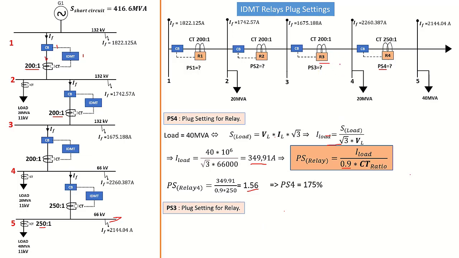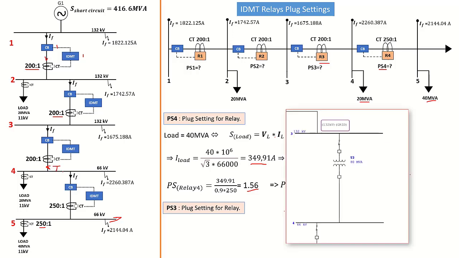Now, we know that this relay here is supposed to be looking at the loads, that is the 40 MVA and the 20 MVA for both busbar 4 and 5. But no, there is something different in this relay 3. Why? Because if we come back to this diagram on the left, from the previous tutorial, we know that busbar 4 is 66 kilovolt and busbar 3 is 132 kilovolt, pardon me. So there is a transformer here that is stepping down.